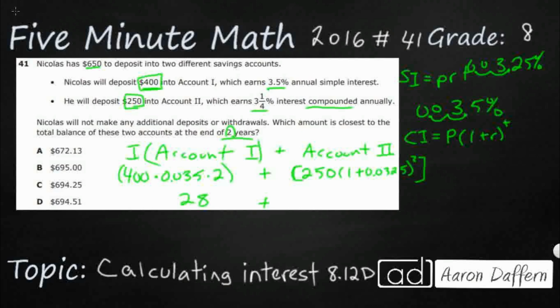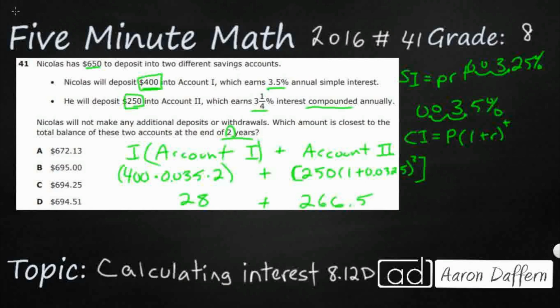Okay. Let me see what I've got here. So in account 2, we need to take care of our parentheses first. 1.0325, that's what those two added together is. We're going to square that. And then we're going to multiply that by the 250. And that's going to be 266.5. You notice this just gave me my interest.